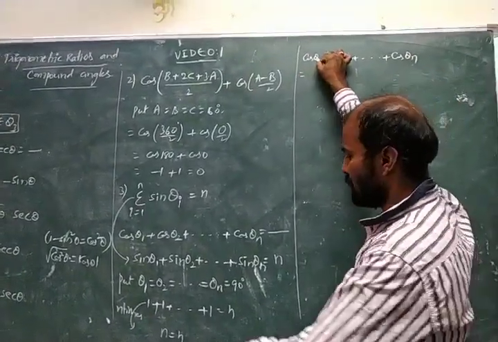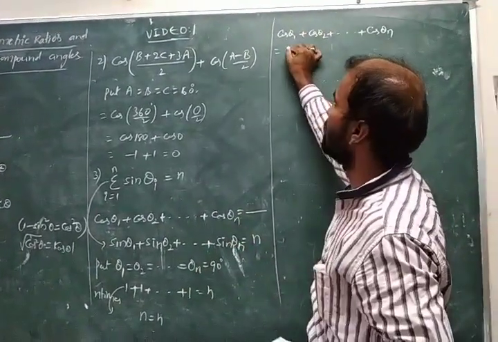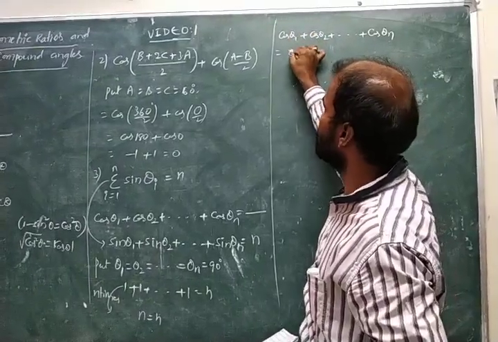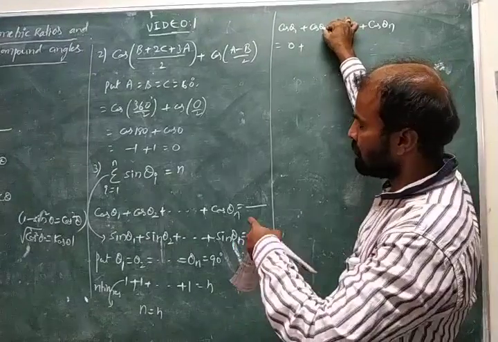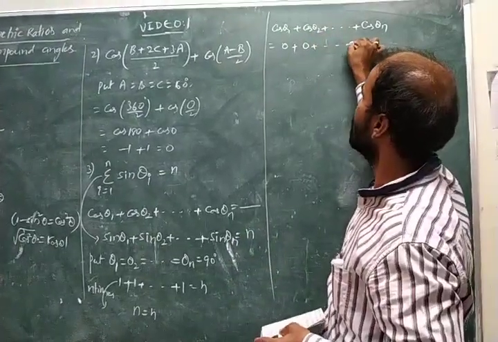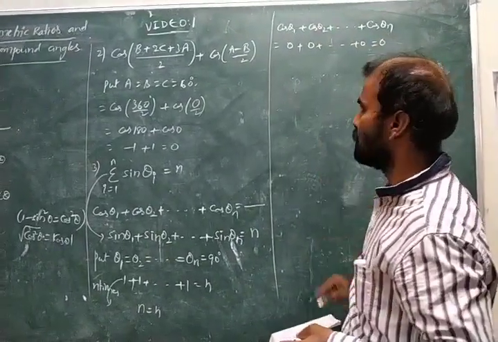Now substitute theta 1 is 90 degrees, theta 2 is 90 degrees. Cos 90 degrees is 0 since theta 1 is 90. Theta 2 is also 90. Cos 90 is 0, plus and so on, 0. That becomes 0.